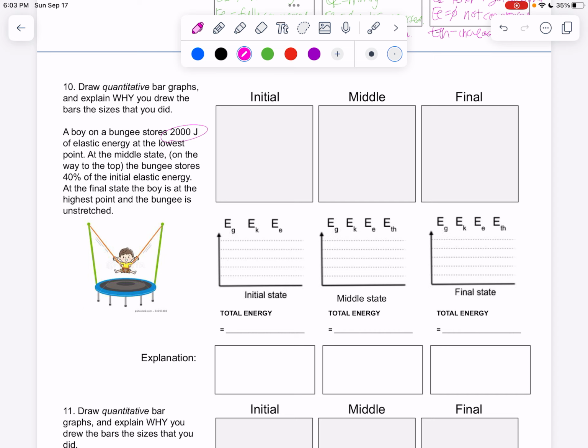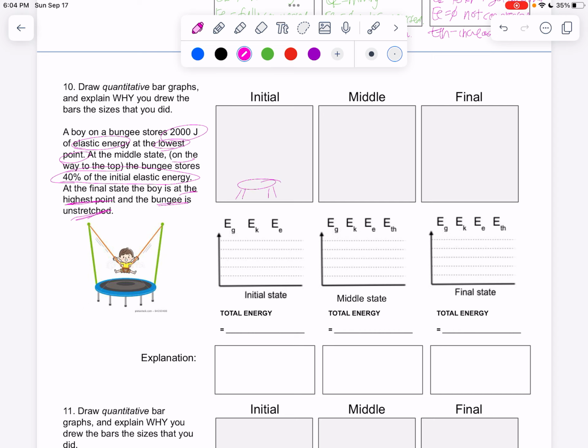So 2,000 joules of elastic at his lowest point. On the way to the top, there's still some elastic energy, so that must mean this cord is still sort of stretched as he's moving up. And then he's at the highest point and the bungee is unstretched. All right, so let's see what we can do with this.